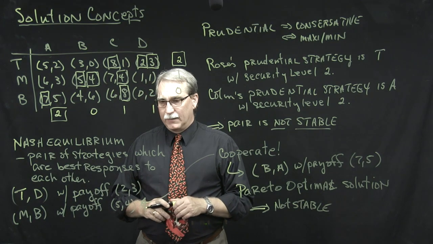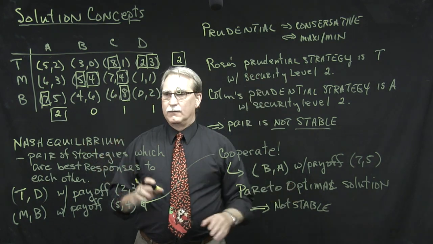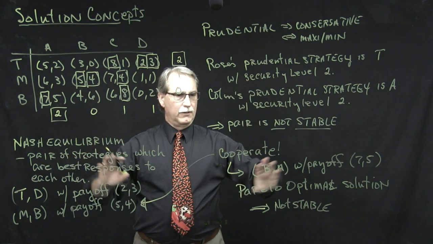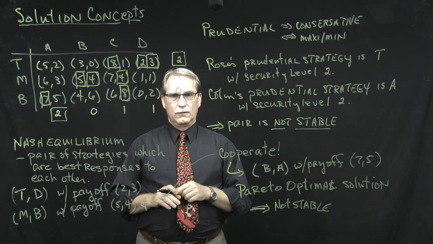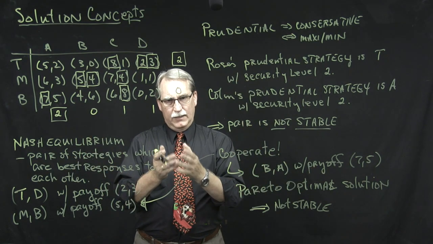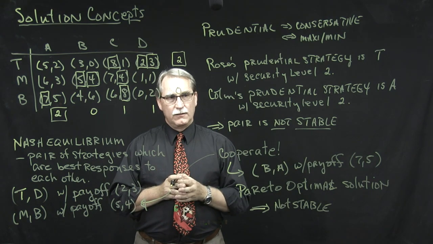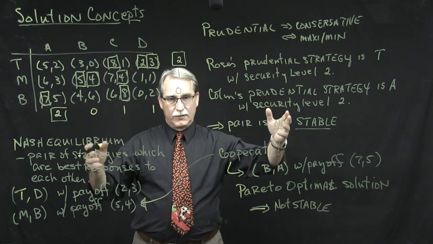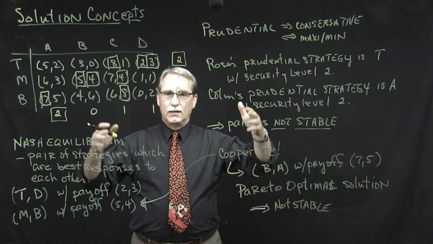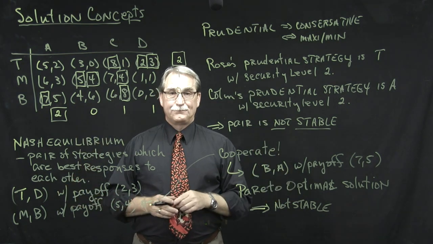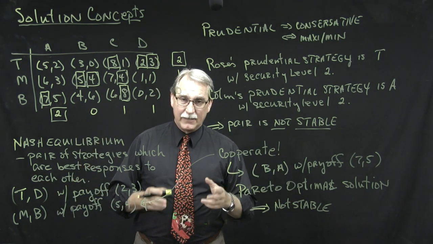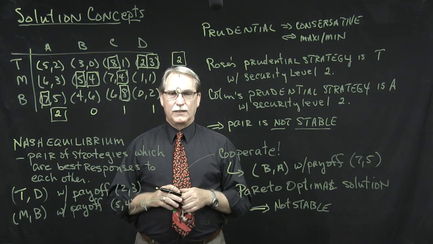In some games, these three concepts, prudential, Nash equilibrium, and Pareto optimal, are all the same thing and give us the same solution. Sometimes 2 out of 3 are the same, and as you can see here, sometimes they're different. But this is the basic idea for each of these solution concepts.